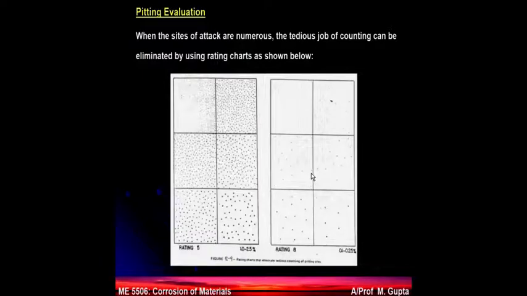Now pitting, you know, is a localized type of corrosion. It can be very dangerous. It can be shown on the surface as some kind of fine, nearly circular circles. So you can take the picture and you can compare with the given chart, and once you compare it, you exactly get the rating, and from the rating you will know exactly what is the cross-sectional area of the pit and what is the depth of the pit. I'll show another chart a bit later on. So just by comparing the photos, you can get how bad is the damage because of the pitting corrosion.